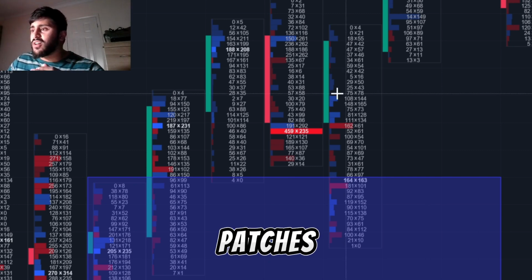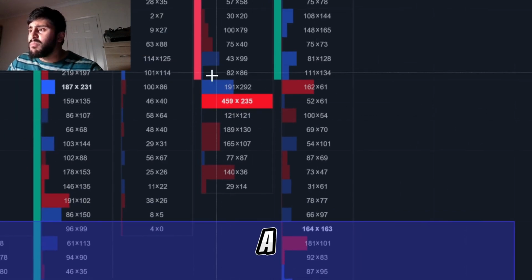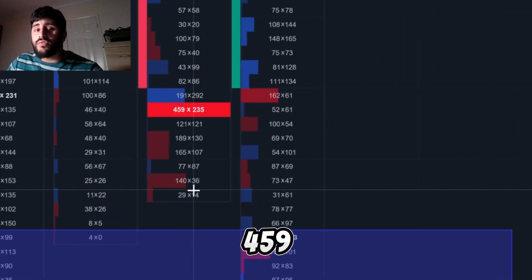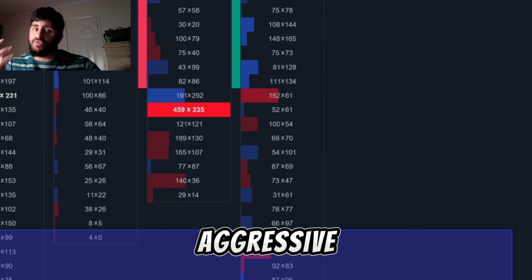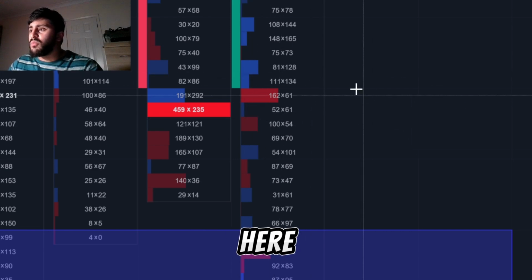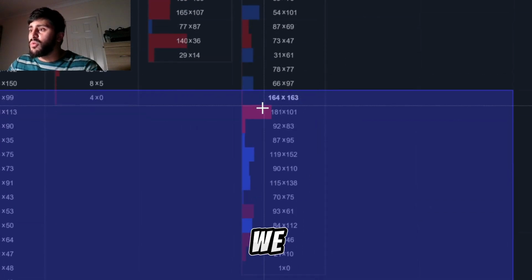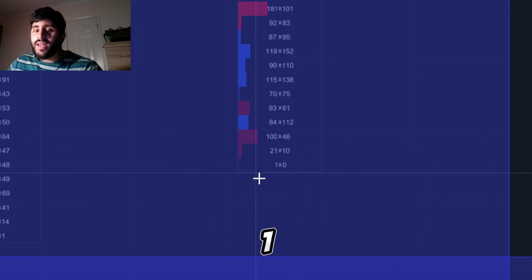The bold patches are telling you who's aggressive and who's passive, right? So we see a bold patch over here. We see 459 for only 235, so it's roughly double the amount of aggressive sellers compared to aggressive buyers. We also see over here 162 for 61. We also see 181 for 101. And most importantly, we see a 1 and a 0 at the bottom.